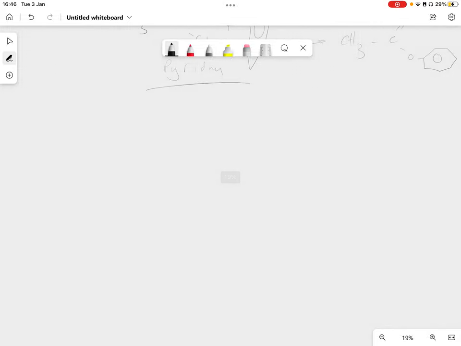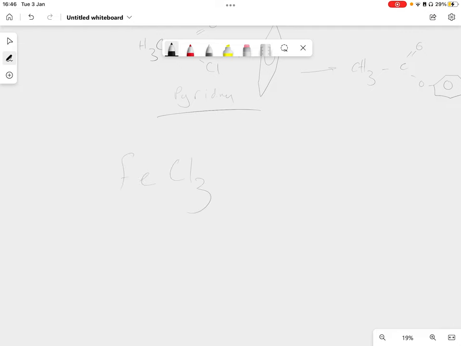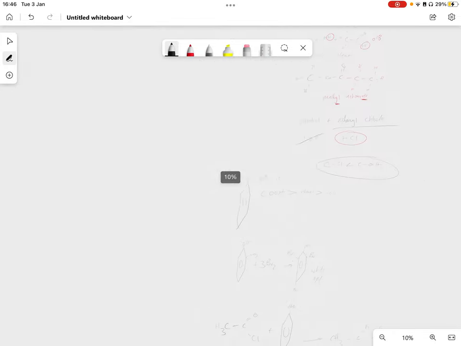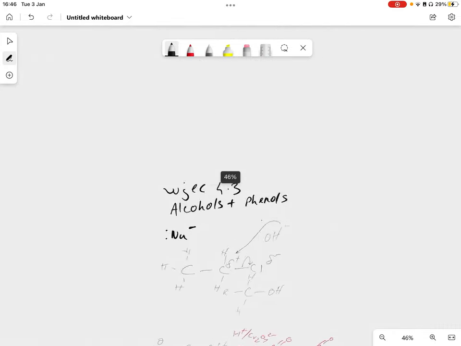Another test for a phenol is its reaction with iron(III) chloride. If a phenol is present, you will get a purple positive result, so you get a purple colour in your solution. That is it for Unit 4.3. I will move on to questions in the next bit.